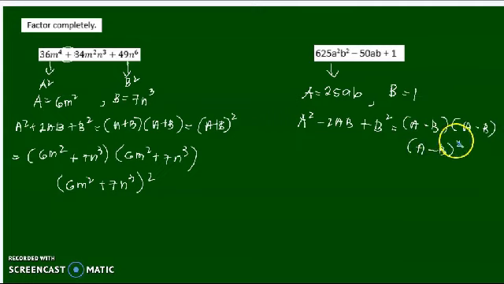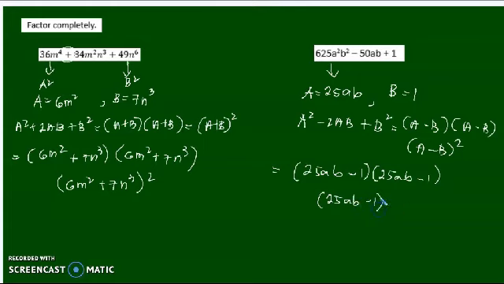Now let's substitute. Where a is 25ab, since this is minus, so minus, and then the value of b is 1, times the quantity of 25ab minus 1, or that is the quantity of 25ab minus 1, close quantity raised to the second power.